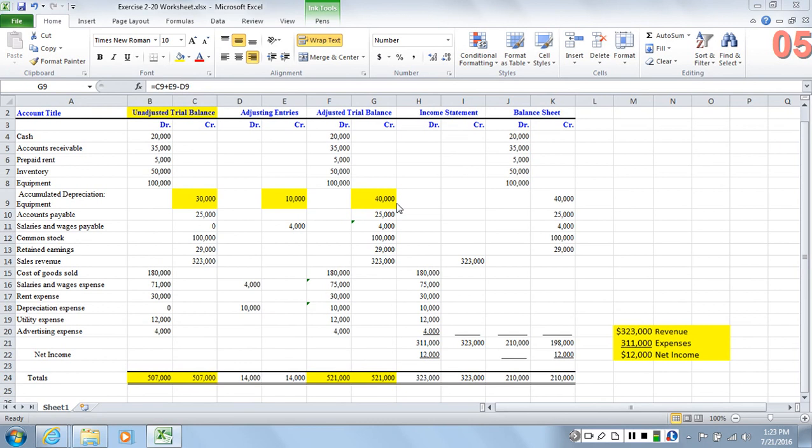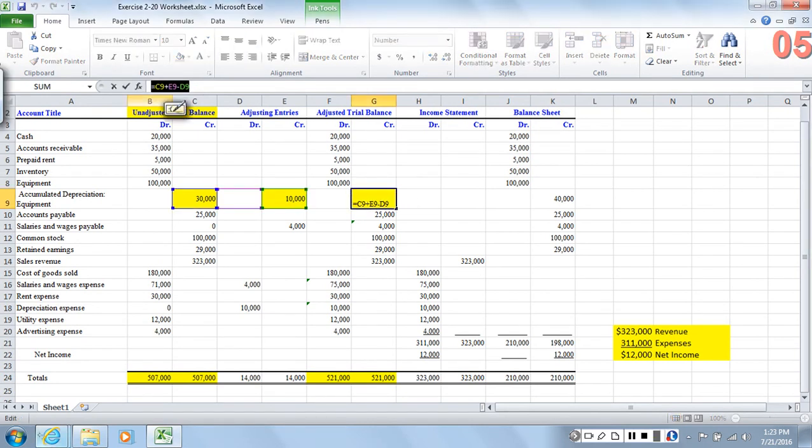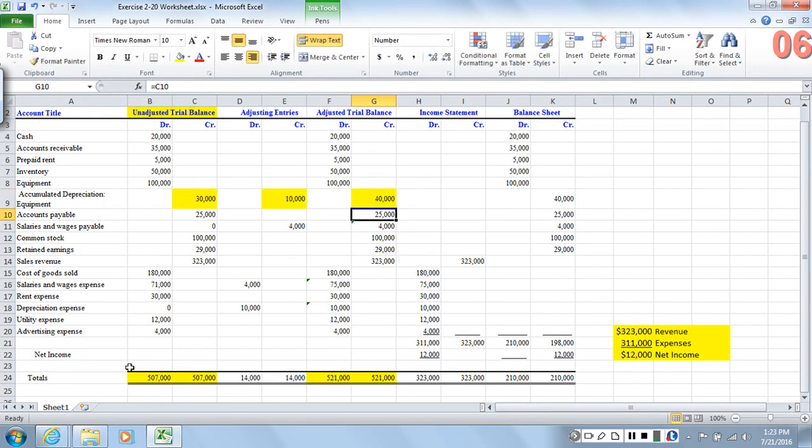Okay, so you see the formula up in the formula bar. Just mark it here. No, maybe not. There we go. So the totals carry forward.